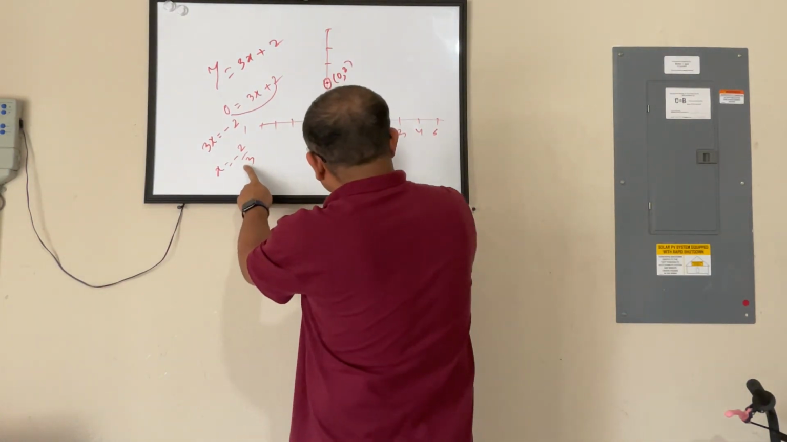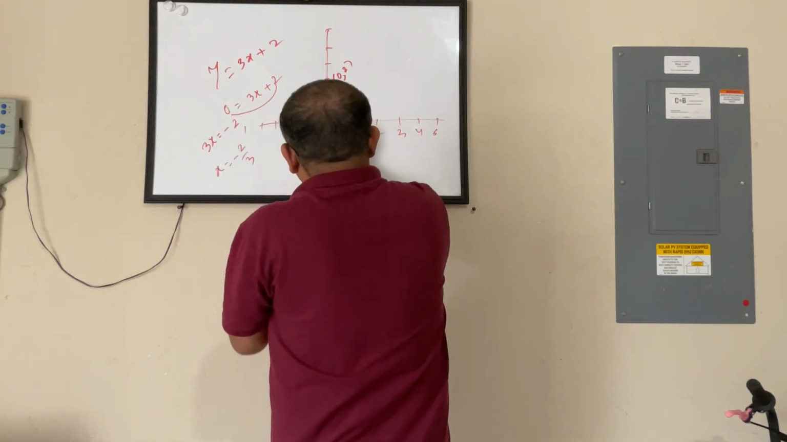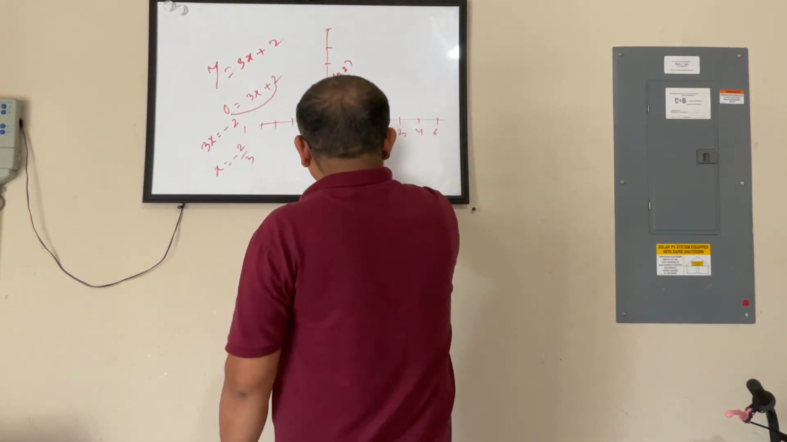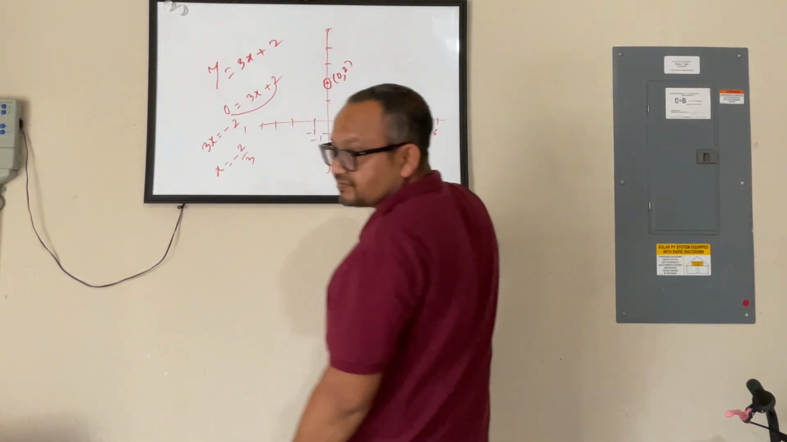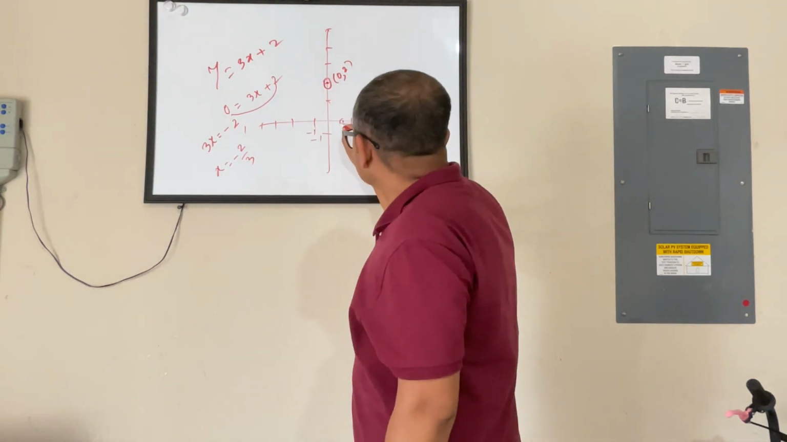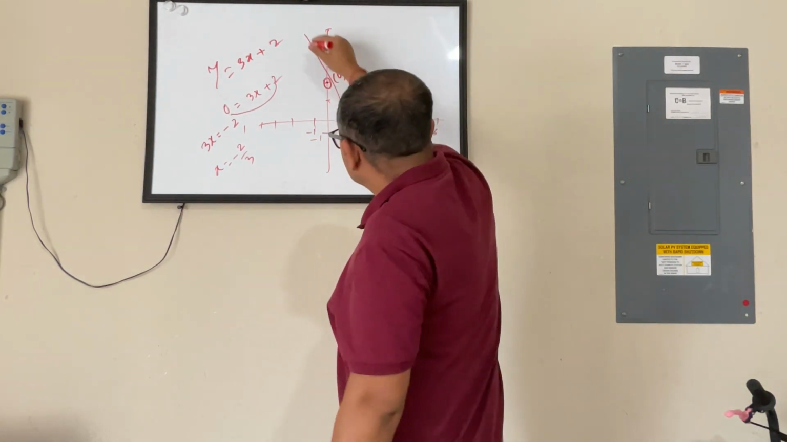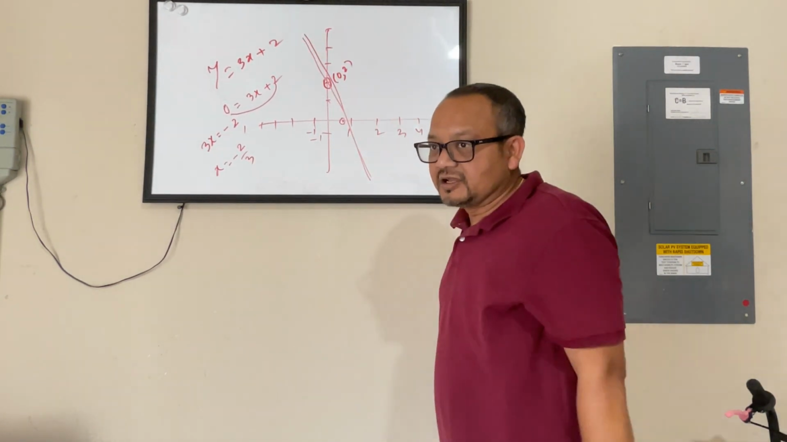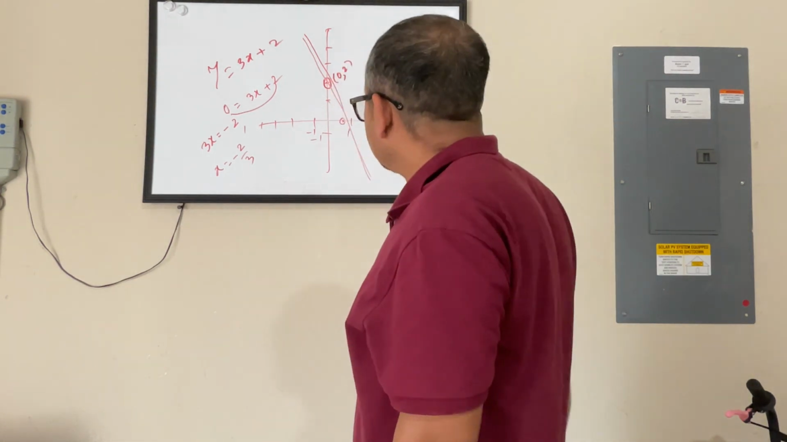So this is less than 1. When y is 0, on the x-axis, x equals minus 2 by 3, somewhere here. Yeah. This is the second point. I will just join these 2 points. This is my line.